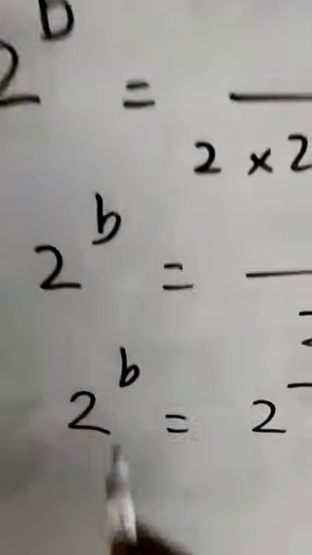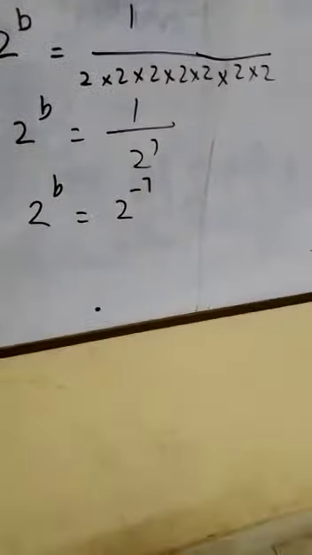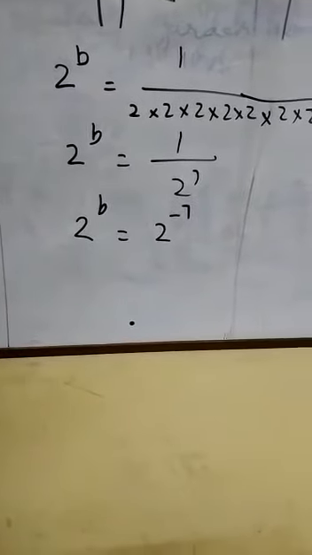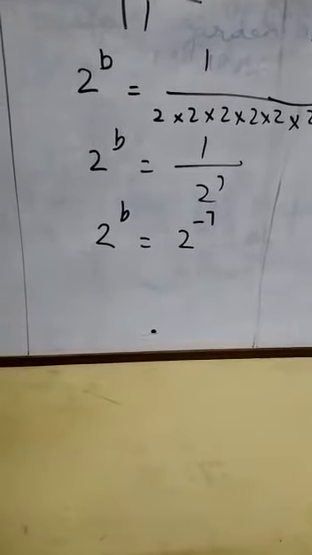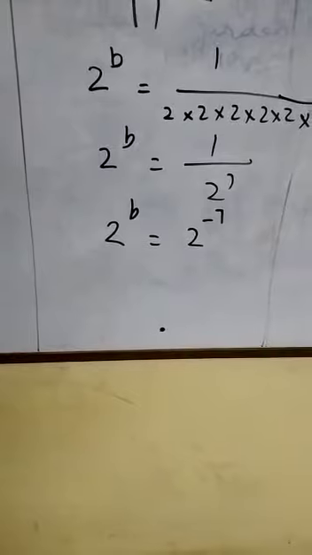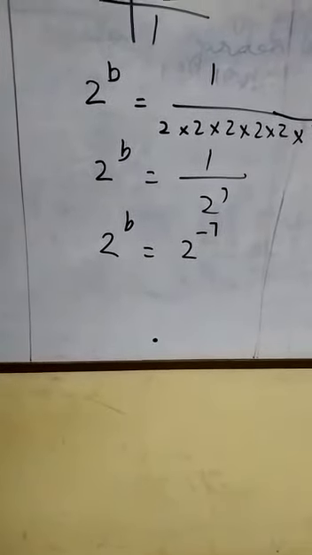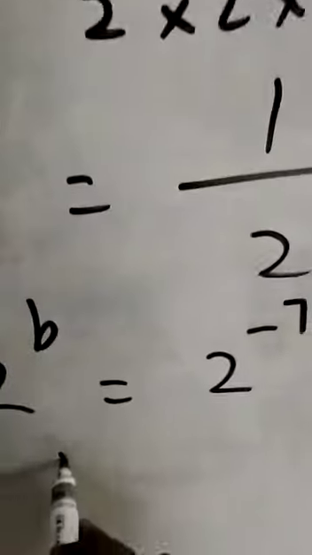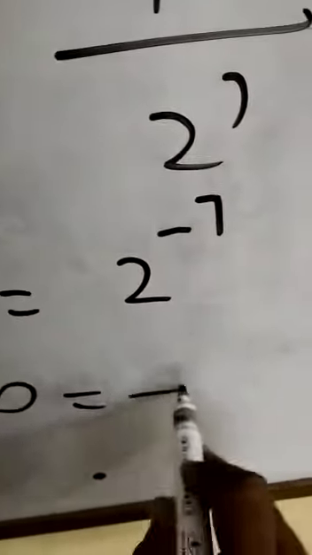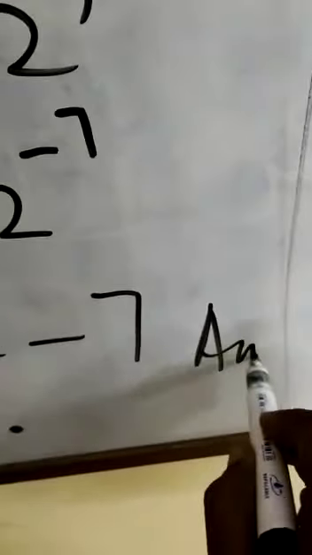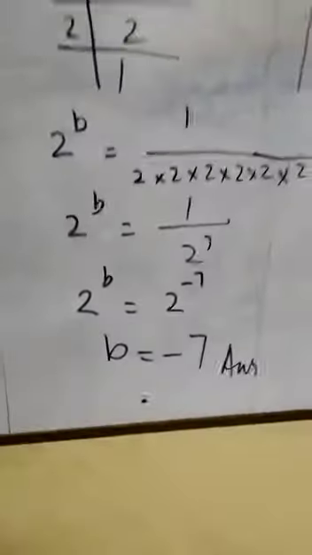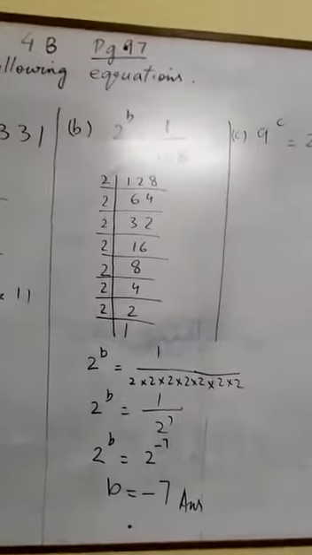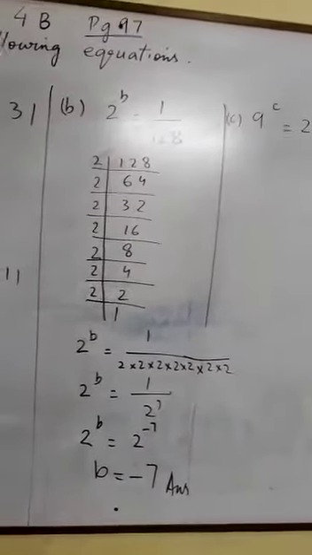Now apply that same formula which we have applied in the last question, that is when bases are same, powers are equal. So over here also we have the same situation. Bases are same, so powers will be considered equal. So b is -7 and this is our answer. Okay, understood? Now let me explain this question once again.